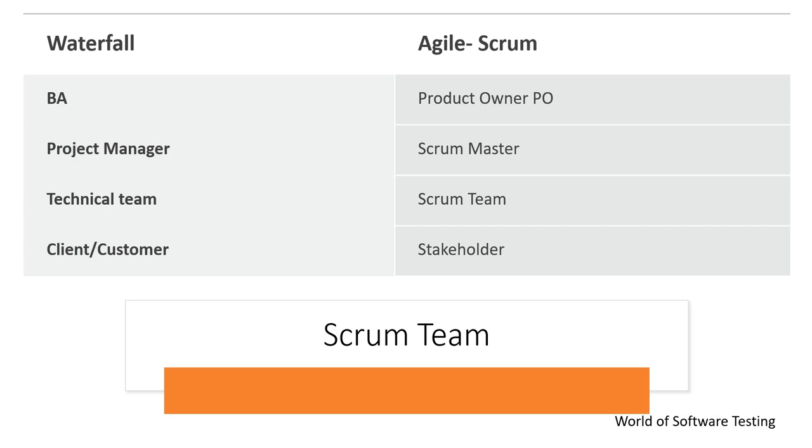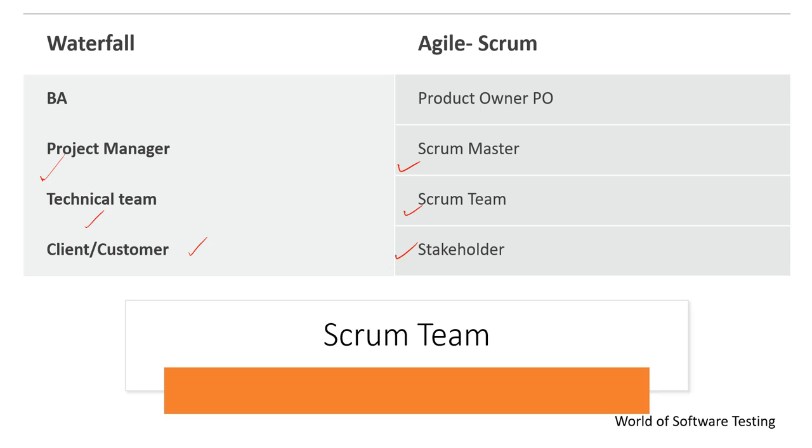Then the project manager. For the project manager, it is again the same activity, but in Agile Scrum methodology we call it a Scrum master. And the technical team is the Scrum team here, and then the client and customer, here we can say it is the stakeholder. So stakeholder is nothing but a client and customer. So this is the difference, and these are the Scrum team namings in the case of Agile Scrum.